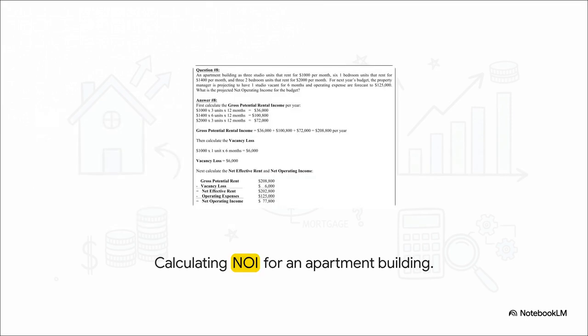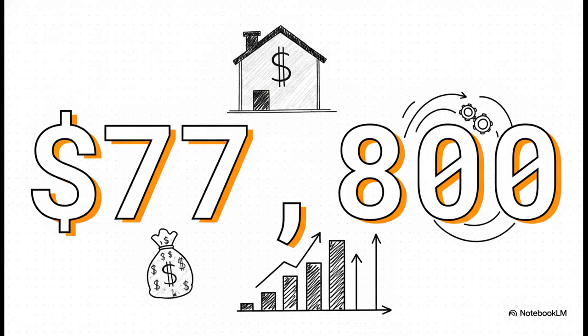Let's track an apartment building's income as it drips down past those vacancies and expenses. Say we have a mix of units generating a gross potential of $208,800. But the manager forecasts that one studio is going to sit vacant for 6 months, which costs us $6,000. That leaves a net effective run of $202,800. And then we got to subtract $125,000 for all those operating expenses we just talked about. And we are left with a very satisfying final net operating income of $77,800 for the year. This number right here, this is the property's pure operational profit.